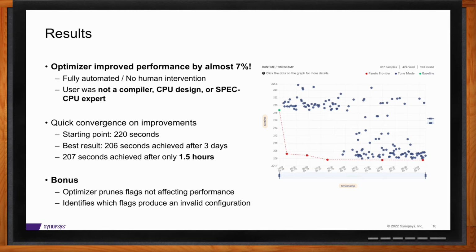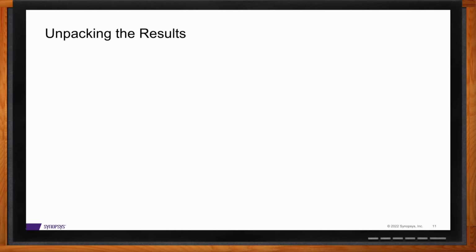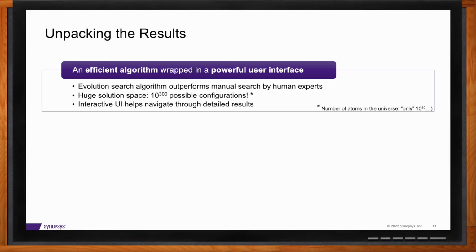That's also how it's able to converge really quickly on the optimal configuration. And so if I unpack the result and peel the onion here, one reason why that tool is so efficient goes back to the algorithm. This is based on an evolution algorithm that, to this date, no human was able to beat. So we have yet to find an expert, a human, who manually was able to find a better configuration than what this tool was able to produce.